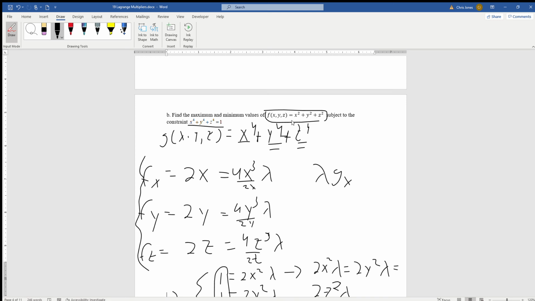Of course, we need to figure out which one's the max and which one's the min, and not surprisingly, because the original function is all quadratics, given this constraint, it's going to be a maximum on that because they're all going to be positive. The only possible minimum would be 0 on this thing. All right, so the min is obvious.